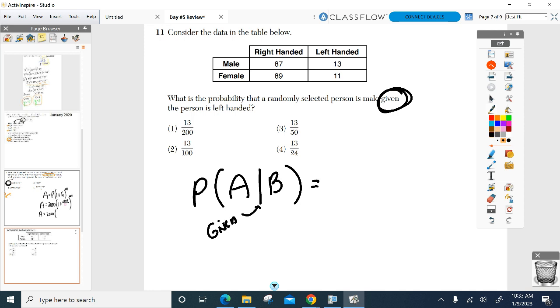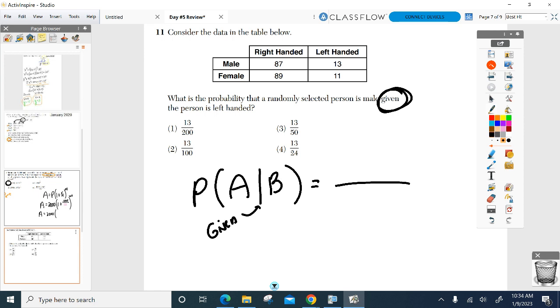Anybody want to drop knowledge from that unit? How do you find that probability? What goes on top? What goes on the bottom? Dylan, go ahead. Wasn't it P of B times P of A over P of A, or something like that?